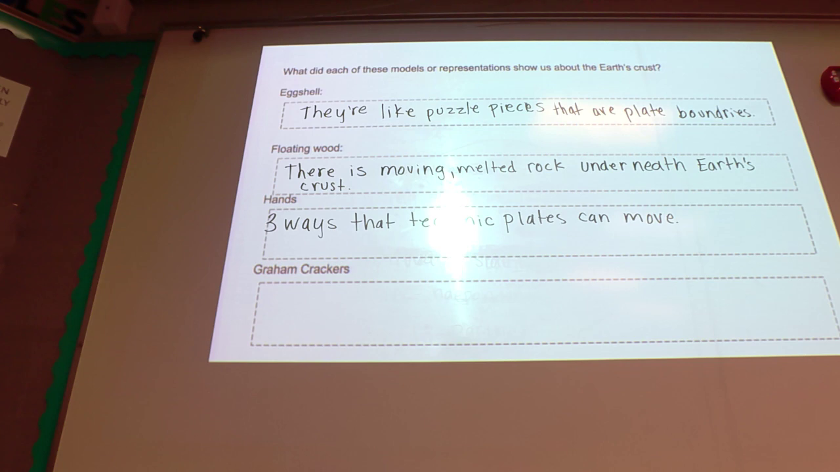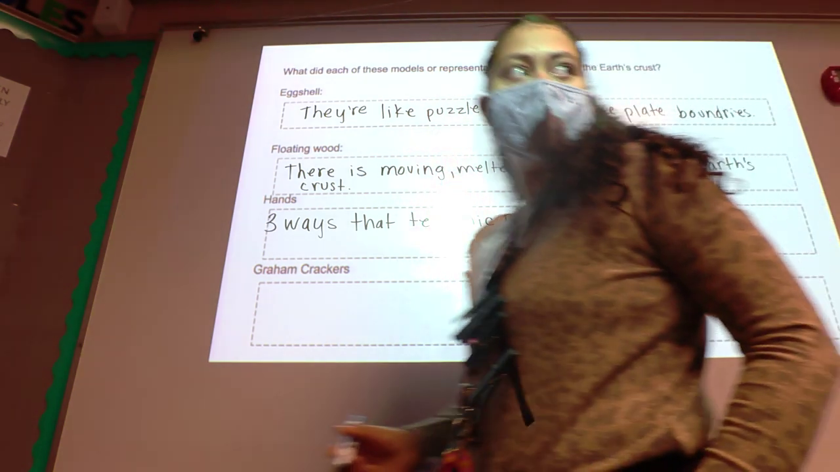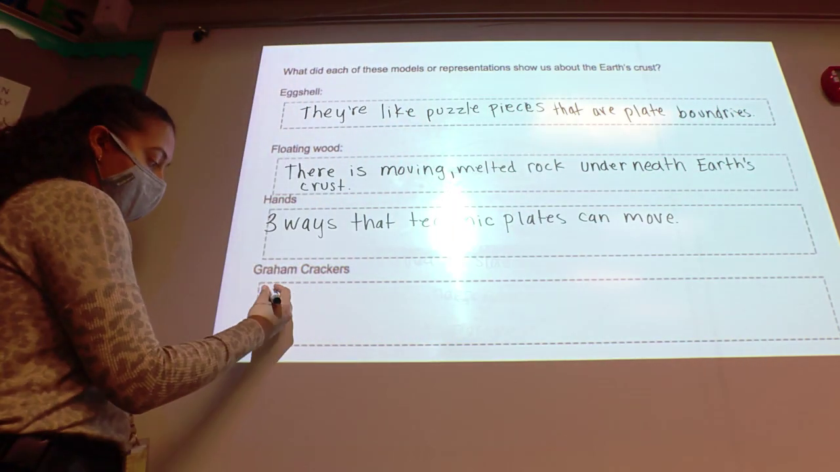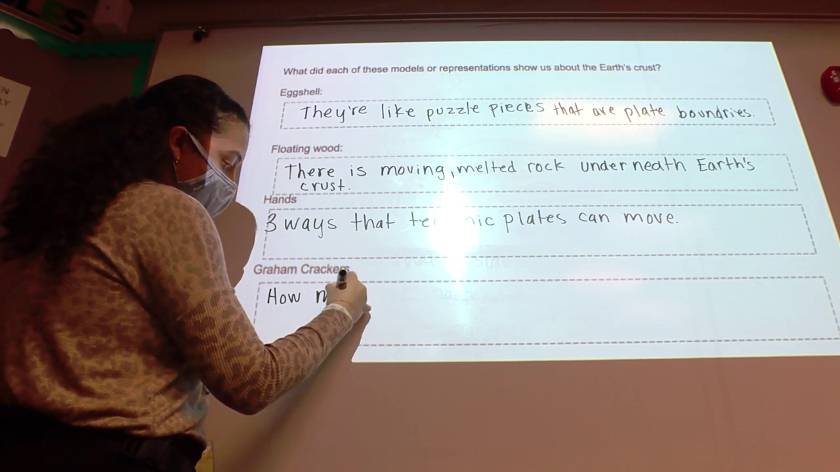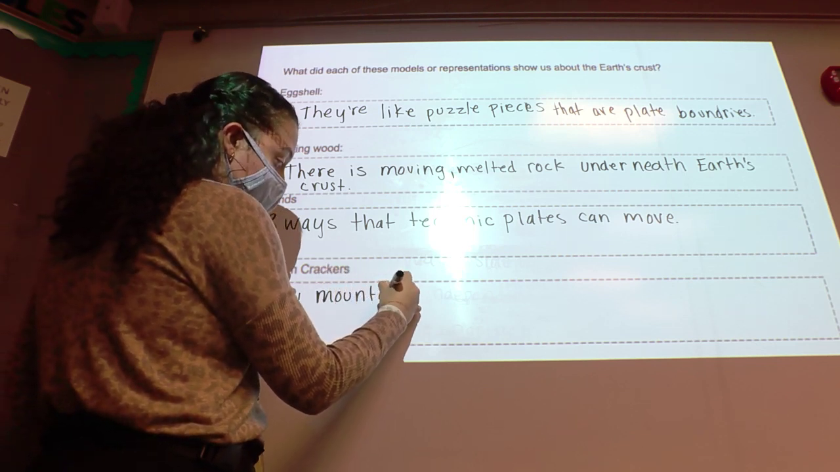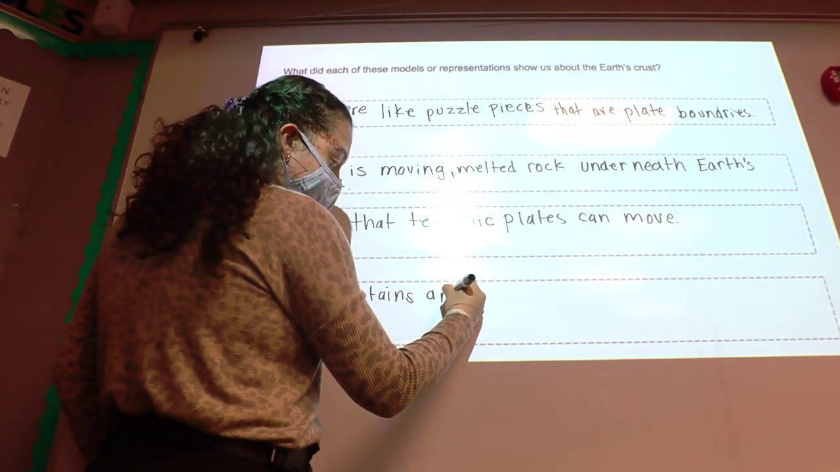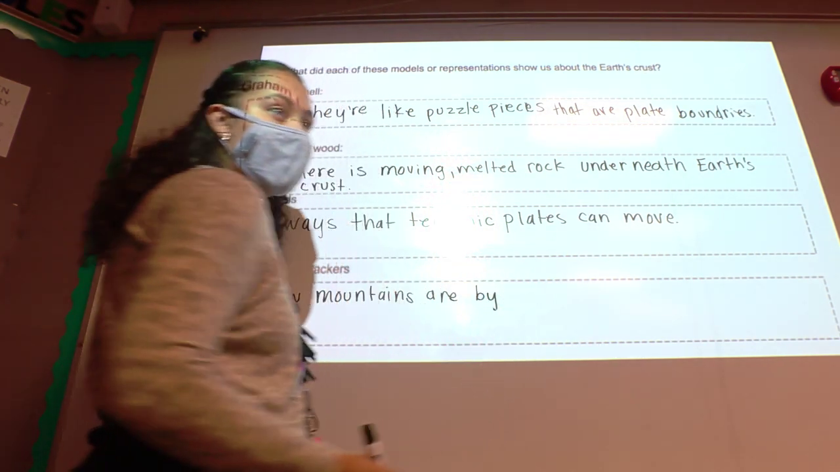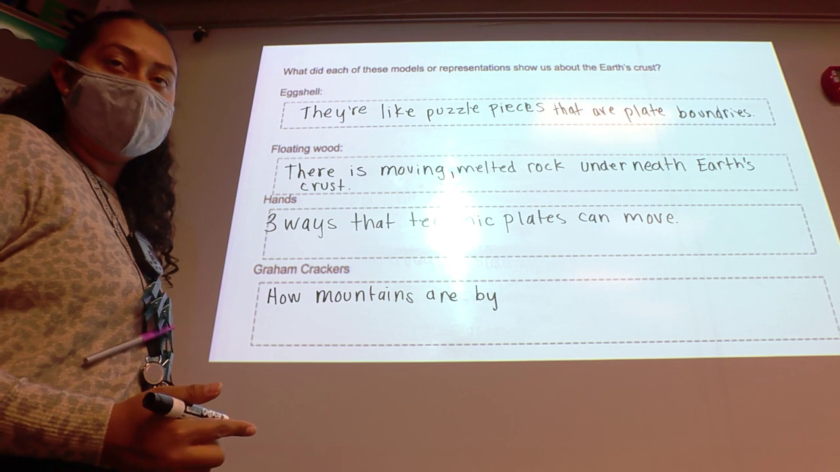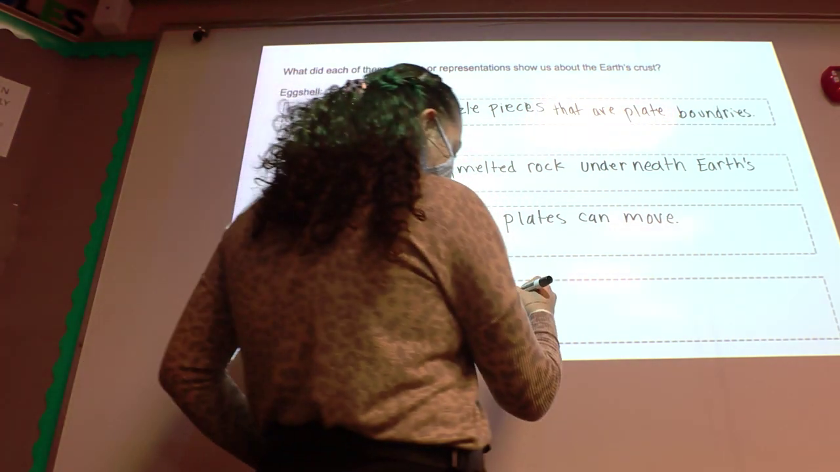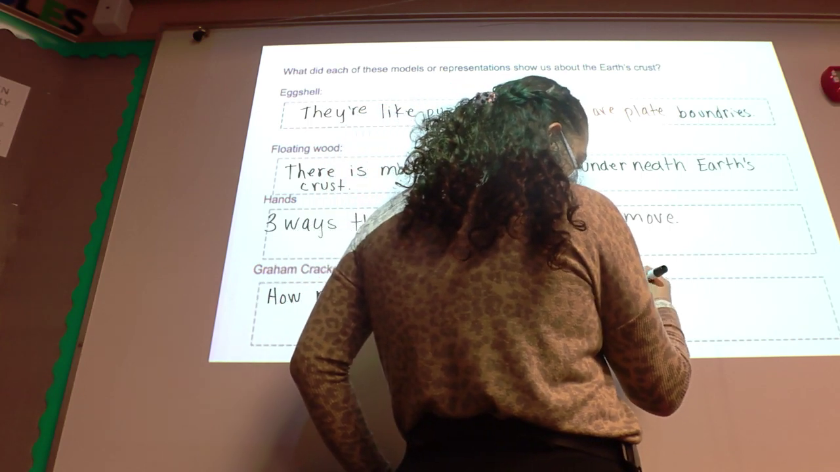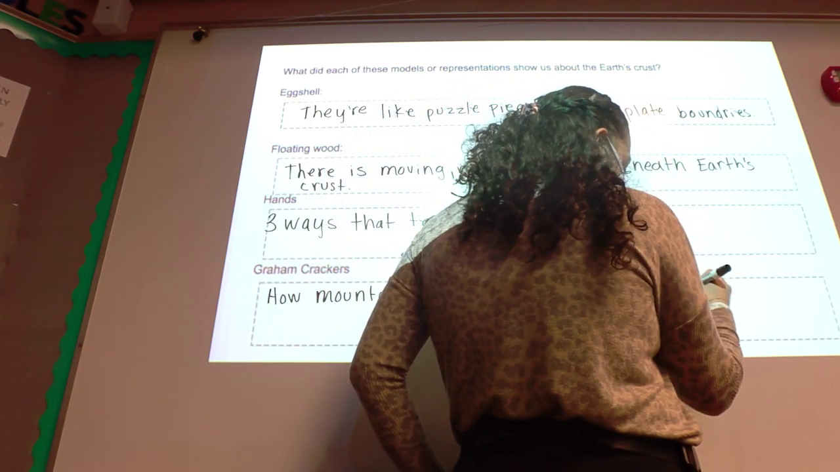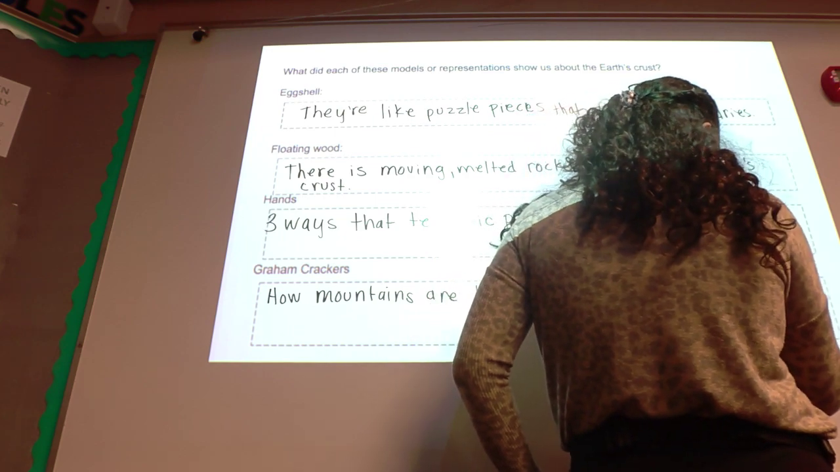Last one. Ground... Ledger? How mountains are formed. Okay, so graham crackers. And how tectonic plates move. How mountains are formed by what? Formed by tectonic plates. By colliding tectonic plates. Okay, so by colliding tectonic plates.